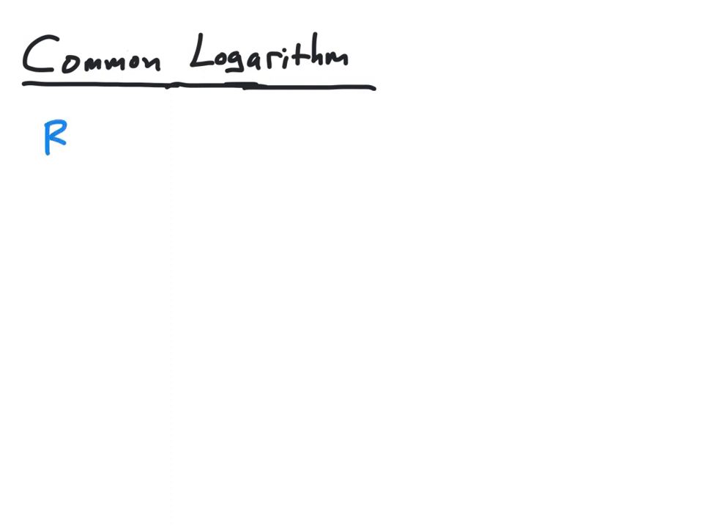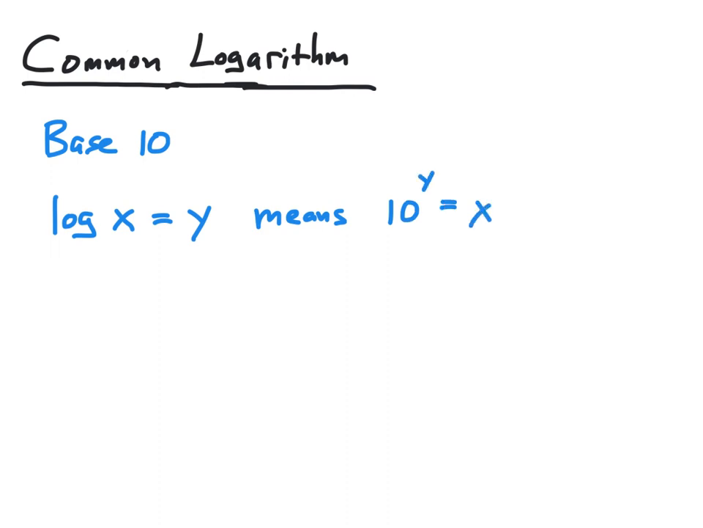The common logarithm is the logarithm with base 10. This is denoted by simply not indicating any base. So instead of a log with a base 10, we'll often just see a log of x. And just like with any other logarithm, we can rewrite it in exponential form. This is going to mean that 10 to the y is equal to x.